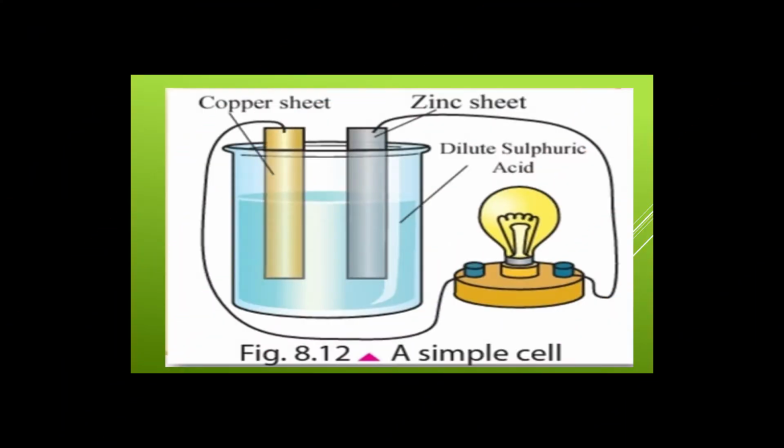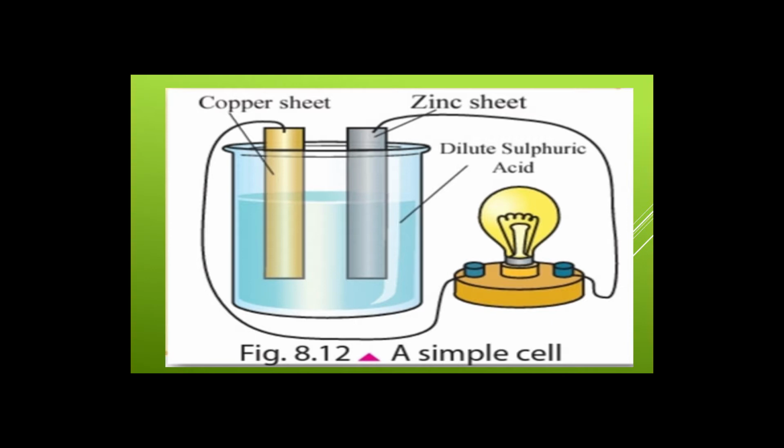To construct a simple cell, you will need copper and zinc sheets, dilute sulfuric acid, several pieces of wire, a beaker and a bulb. Now you have to prepare the setup as instructed. After that, you will have to make observations.